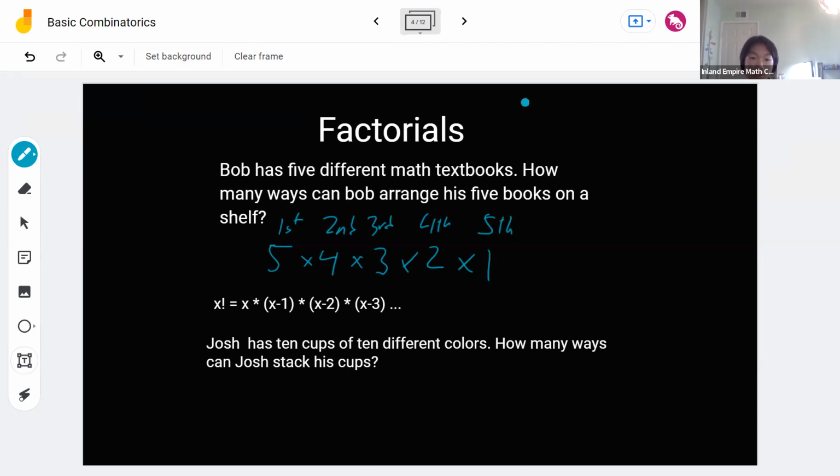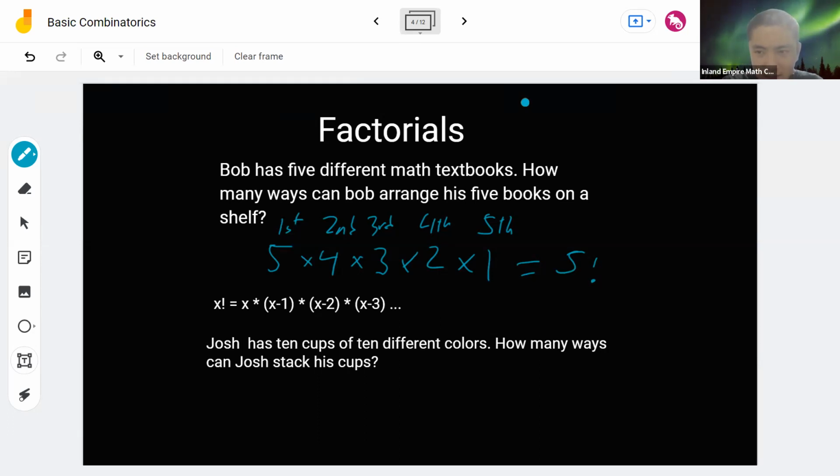So what we just did here is equal to 5 factorial. Here's the notation: we write a number and then an exclamation mark, and that just means you multiply the number and keep going down until you reach 1. This is for problems like this, where after you choose something, you take that away and put it somewhere else, and you can only choose from one less of that. Does that make sense? Yes.